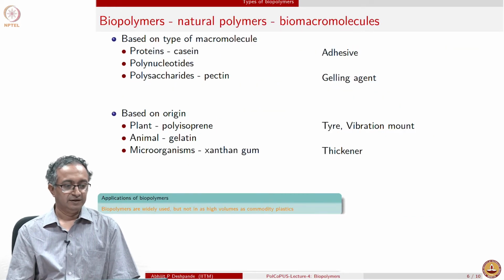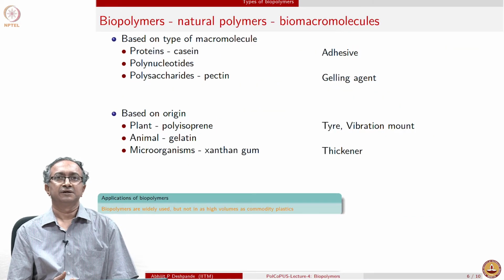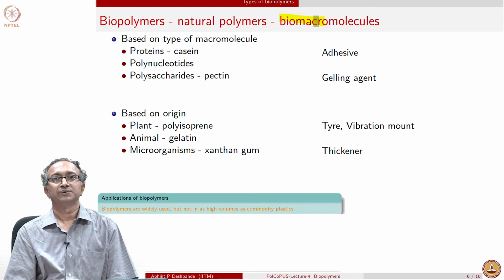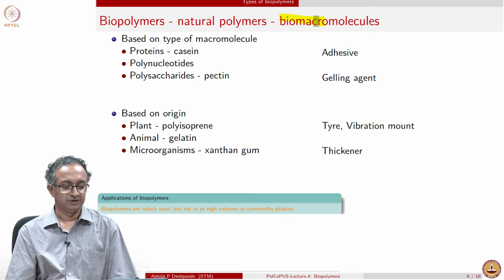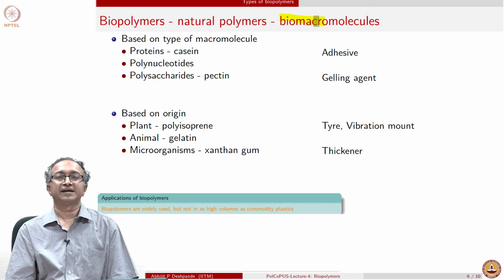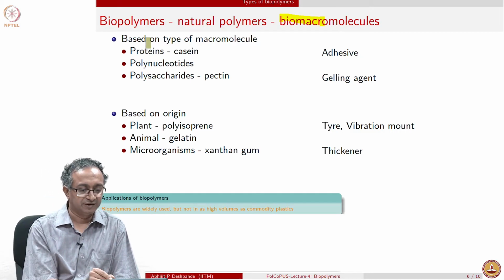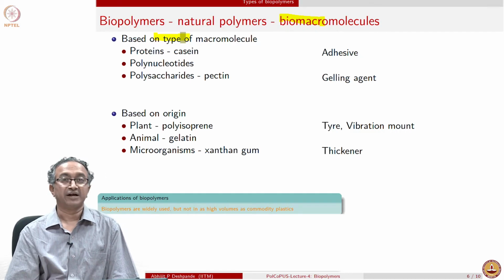So, let us continue with our journey related to biopolymers, and these are also called, by the way, biomacromolecules, given that they are present in the biological world and they are macromolecules. So, these are a few examples again of how we talk about different types of biomacromolecules or biopolymers. So, we could classify them based on the type of macromolecule.